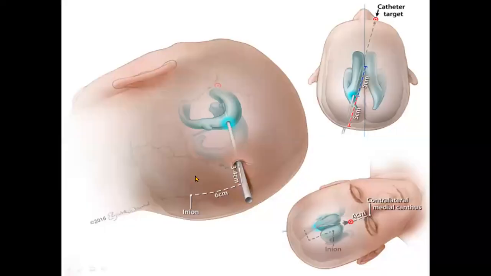As we see here in this picture, the inion is here, the point is 6 centimeters above the inion and 4 centimeters lateral to the midline, and our direction will be exactly to the opposite or contralateral medial canthus, 4 centimeters above the contralateral medial canthus. The depth will be 5 centimeters until reaching the ventricular system. After that, you take out the stylet and advance 5 more centimeters, so the total depth will be about 10 centimeters.